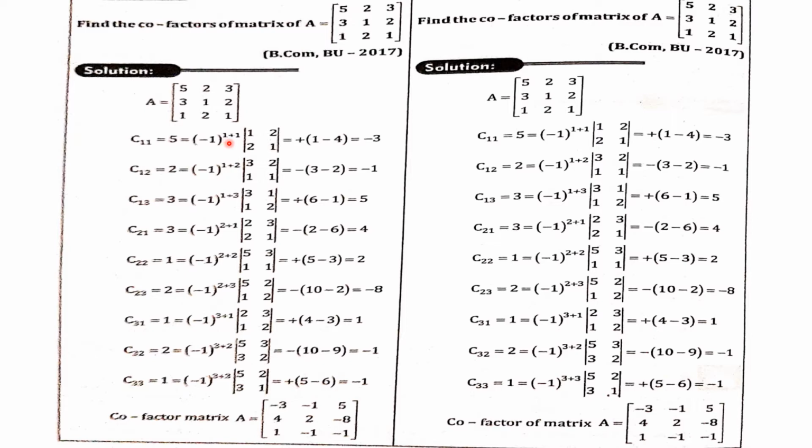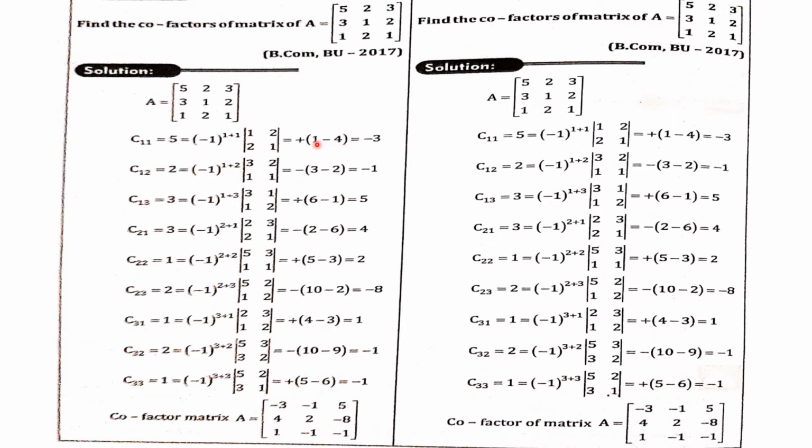Then how does this 1 plus 1 come? Here you have 1 and 1, so you will write 1 plus 1, that is first row plus first column. After writing this, 1 into 1 will become 1, then 2 into 2 will become 4. According to the format, minus should come here. So 1 into 1 is 1, minus 2 into 2 is 4.